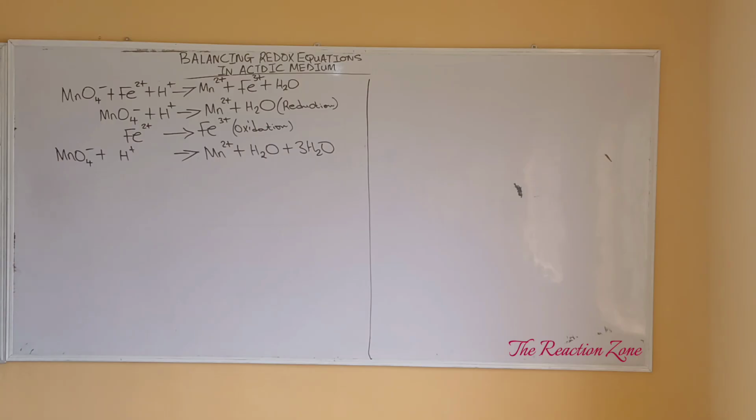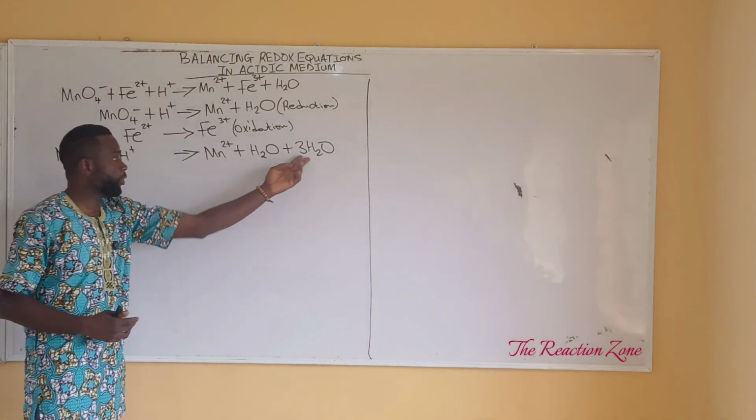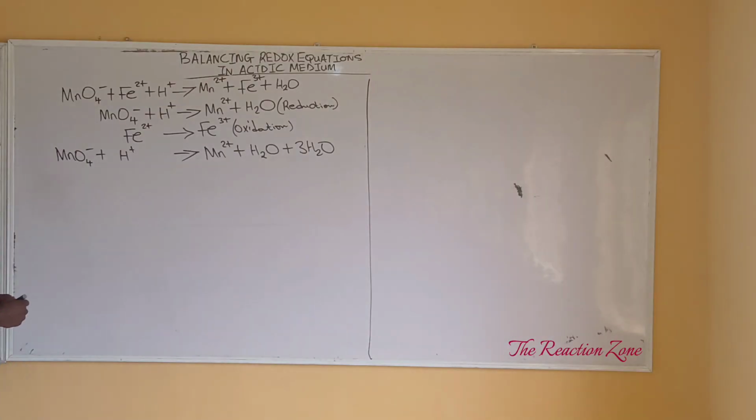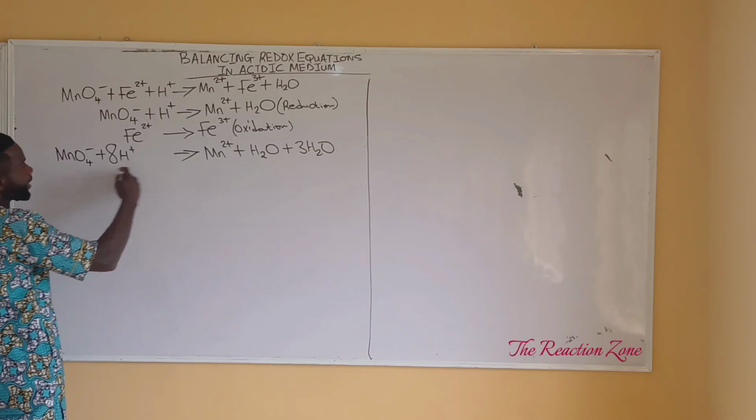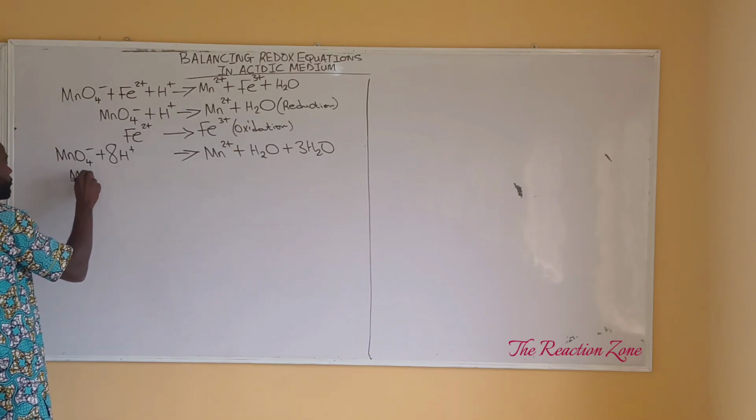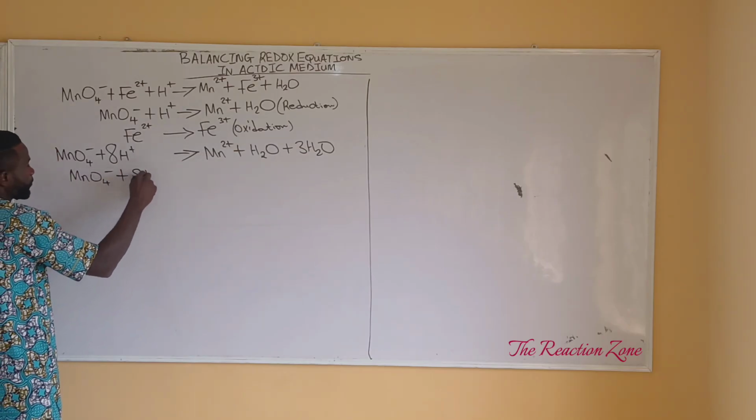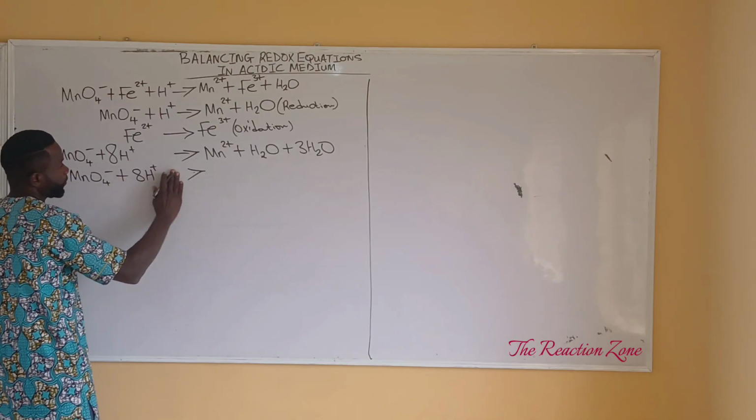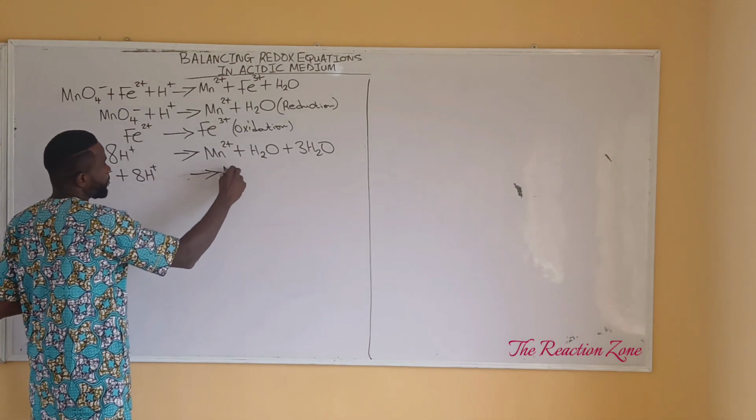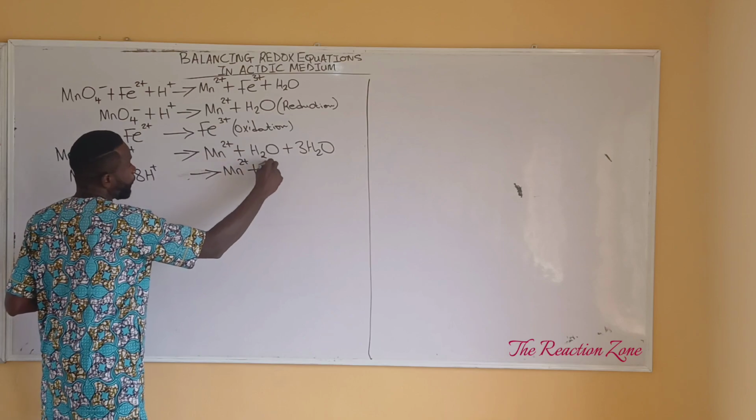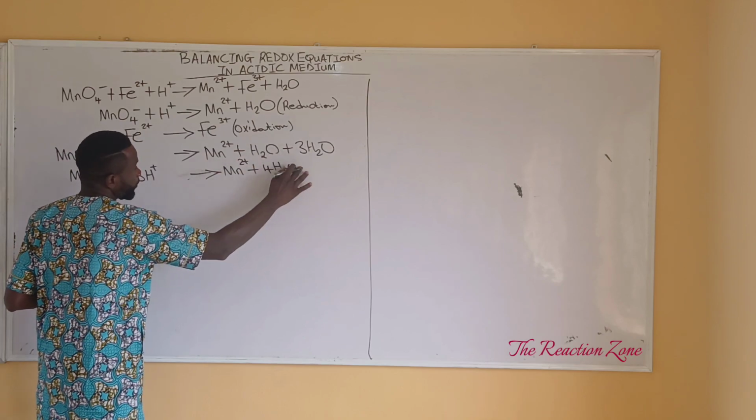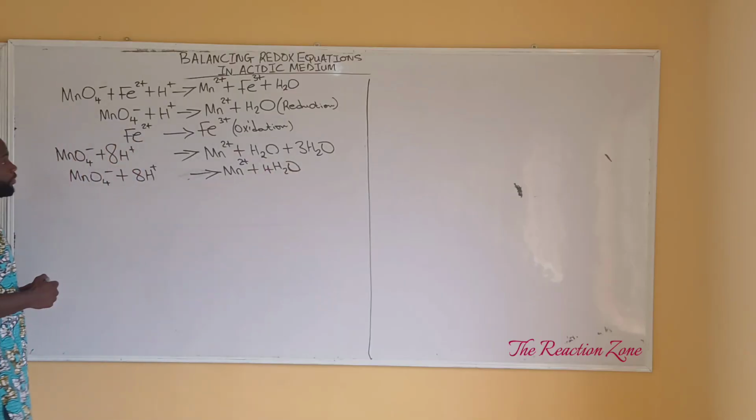Now this creates a deficiency in the number of hydrogen atoms. There are 6 plus 2, that's 8 hydrogen atoms on this side, and there is just 1 here. So what I'll simply do is to add 8 in front of this, and the hydrogen atoms are now balanced. So I can rewrite this equation as MnO4 minus plus 8H plus become Mn2 plus 4H2O when I add 1 molecule of water to 3 molecules of water.